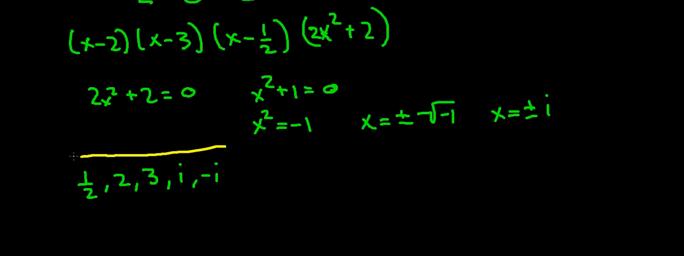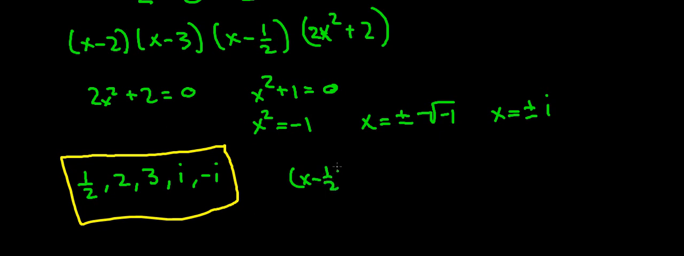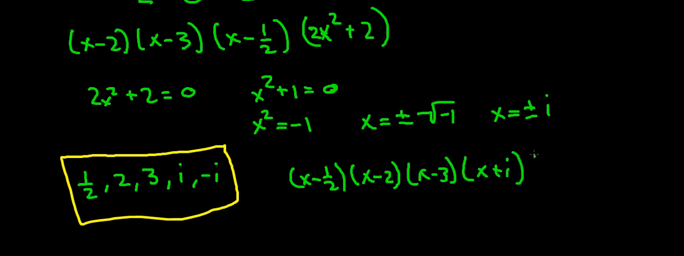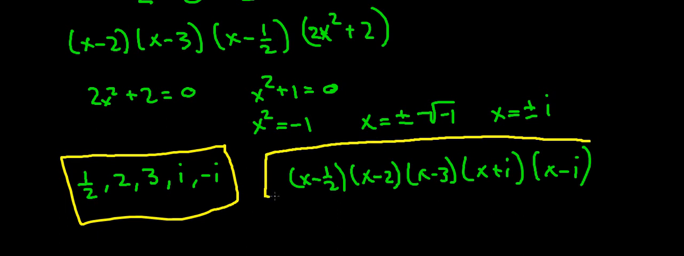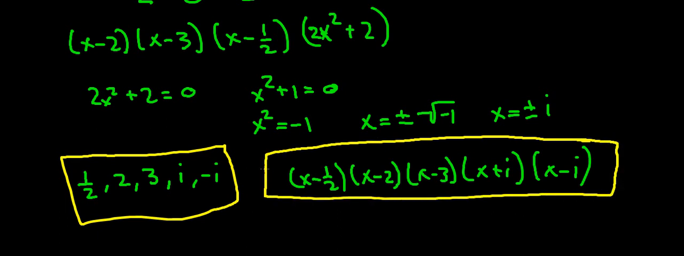So I should probably do that in a different color. There we go. Or if we want to write them out as a product of linear equations, we can write this out as x minus 1/2, x minus 2, x minus 3, x plus i, x minus i. However you wish to give your answer. And if we were to multiply all these out, we would get back our original equation.